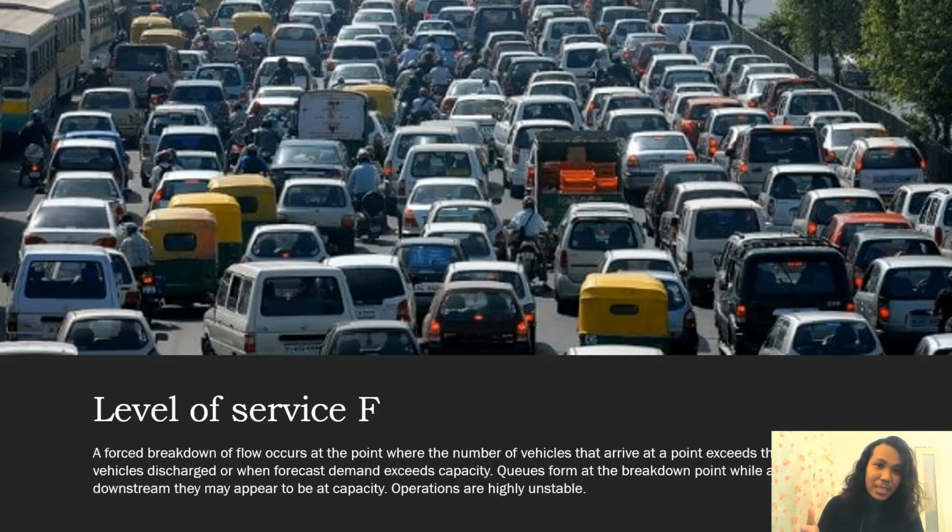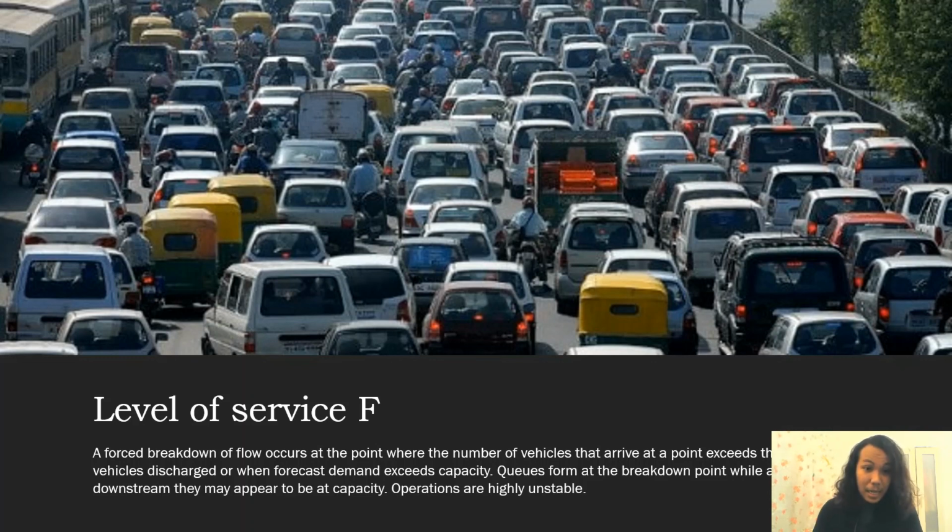Okay, so jalannya sangat sesak. Senang kata F ni kita boleh anggap dia dah tak bergerak dah. So saya akan baca juga definisi dia. Dia punya definisi adalah a forced breakdown of flow occurs at the point where the number of vehicle that arrive at a point exceed the number of vehicle discharge. So maksudnya jumlah kereta masuk ke jalan tu lebih daripada jumlah kereta yang boleh keluar. So dia boleh kata macam bottleneck.